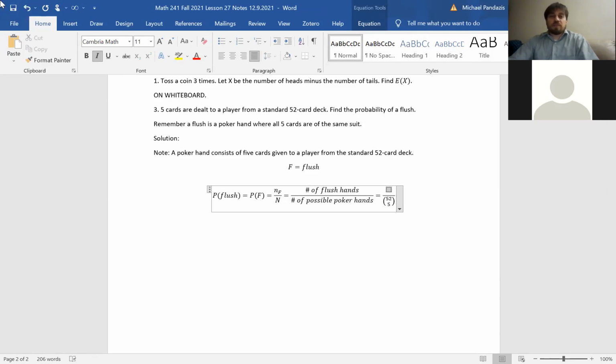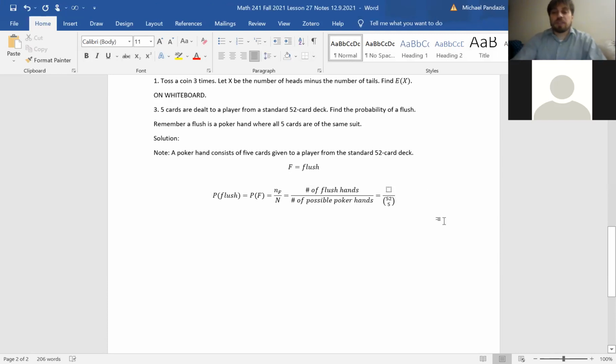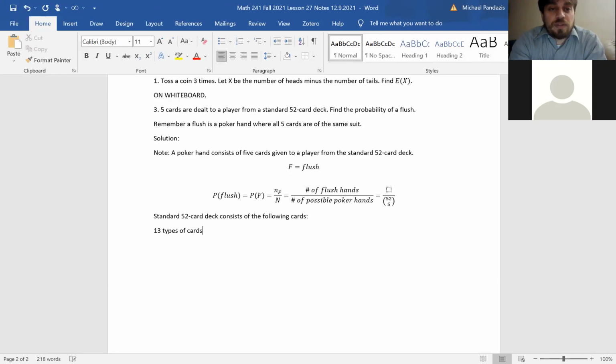Okay, but if you're going to get a flush, if you're going to get 5 cards of the same suit, let's just say what a standard 52 card deck consists of. You have 13 types of cards: ace, 2, 3, 4, 5, 6, 7, 8, 9, 10, jack, queen, and king.